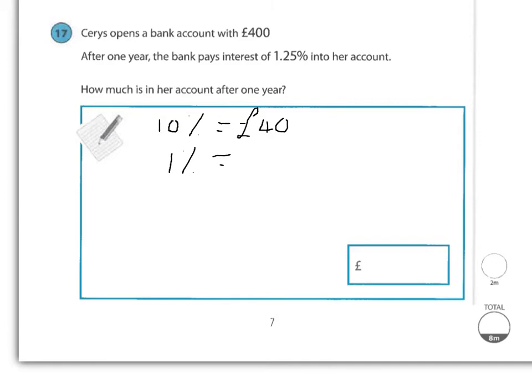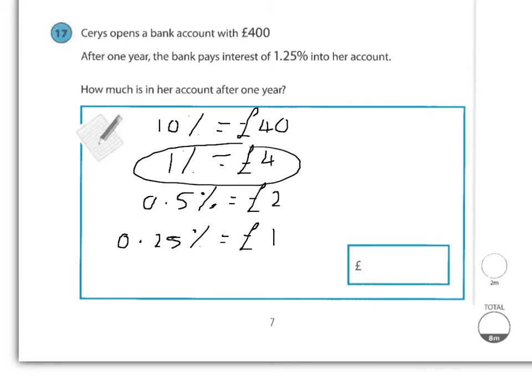1%, I can work that out from my 10% answer by dividing it by 10. So I know 1% would be £4. I can then halve that to give me 0.5%, and I'd halve the £4 to give me £2. And then I can halve the 0.5% to give me 0.25%, and that would be half of the 0.5 answer, which is £1. So for 1.25%, I would need my 1% answer and my 0.25% answer, which add up to £5. So the total in her bank account would then be 400, which is her original amount of money, plus £5.